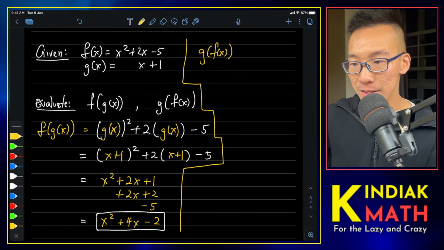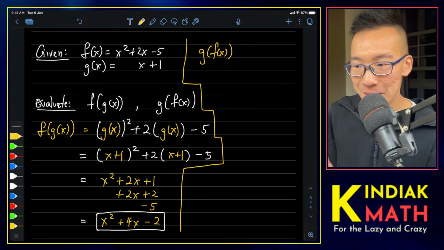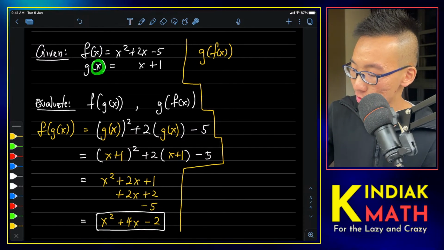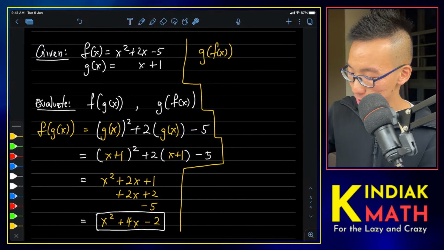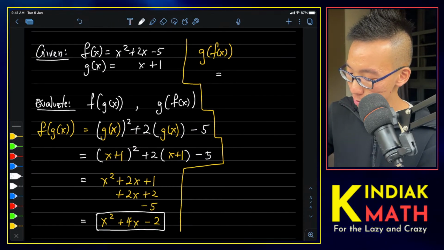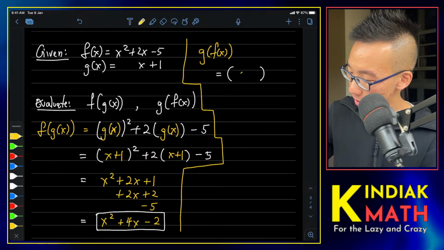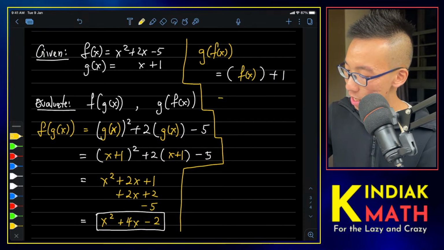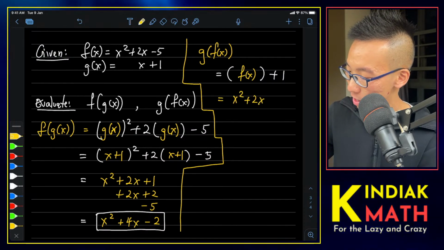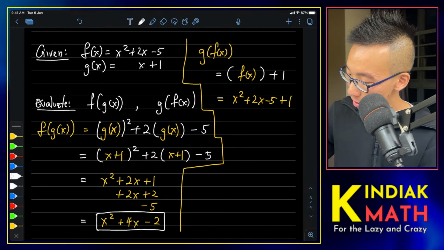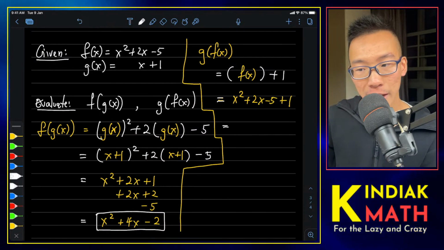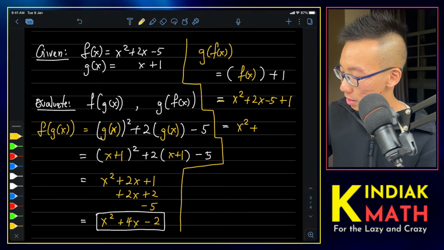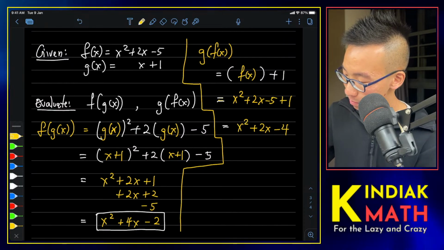So now, instead of plugging g of x into f of x, I'm going to replace all instances of x with f of x. So this is going to simplify to f of x plus 1. Well, that's just x squared plus 2x minus 5 plus 1. And the 5 and the 1 will interact. Minus 5 plus 1 is minus 4.